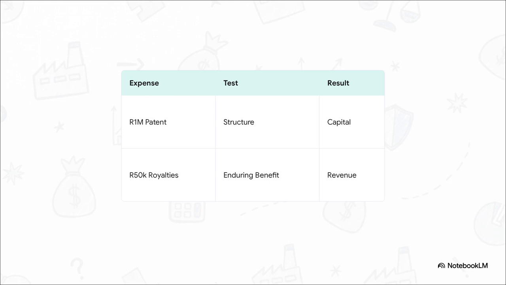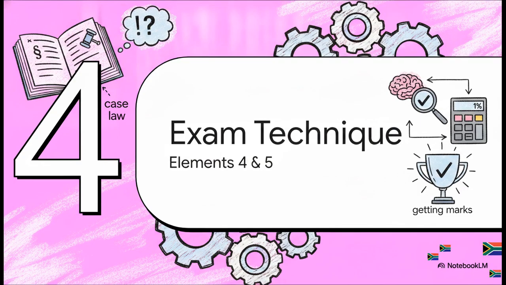But what about the R50,000 annual royalties? Those are just recurring operational costs for the mere usage of an asset. They don't create any new structural asset for Tech Corp whatsoever. Therefore, royalties for the mere use of IP are revenue in nature. See the difference? All right, Section 4, Exam Technique for Elements 4 and 5.